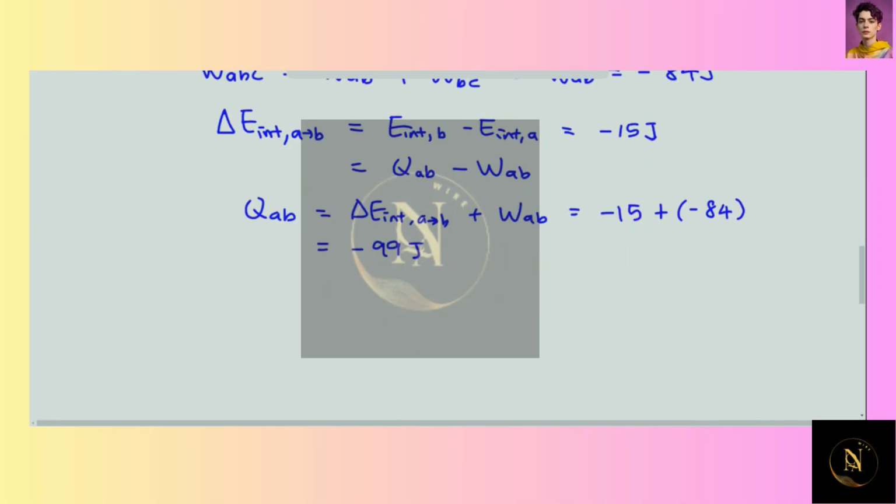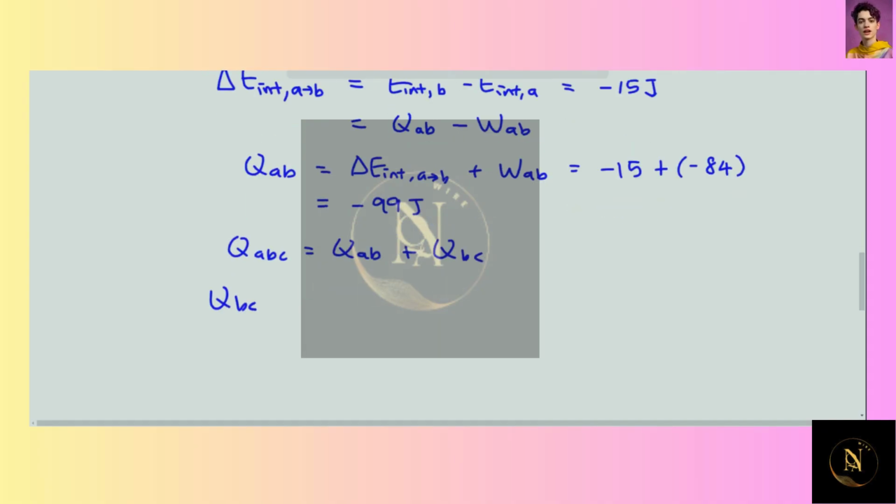So if we go back to the first line, QABC equals QAB plus QBC. QBC is equal to QABC minus QAB. And we have negative 114 joules plus 99 joules, and you get negative 15 joules. So this is the answer for part E. And that's all for this question.